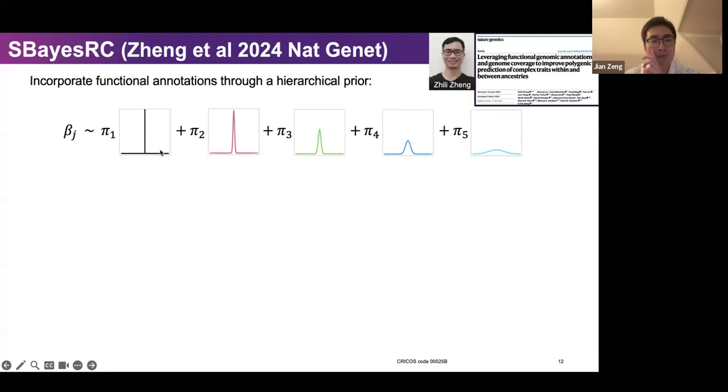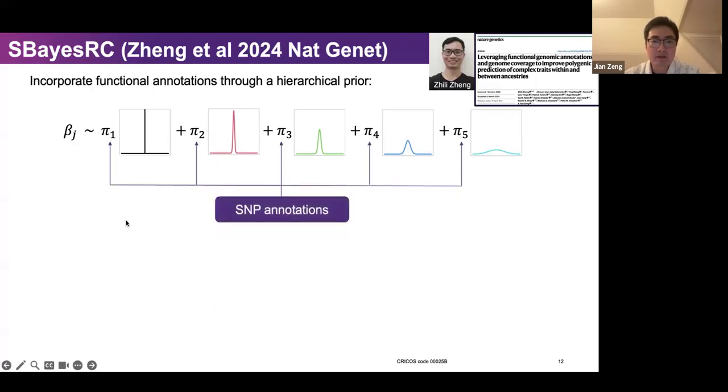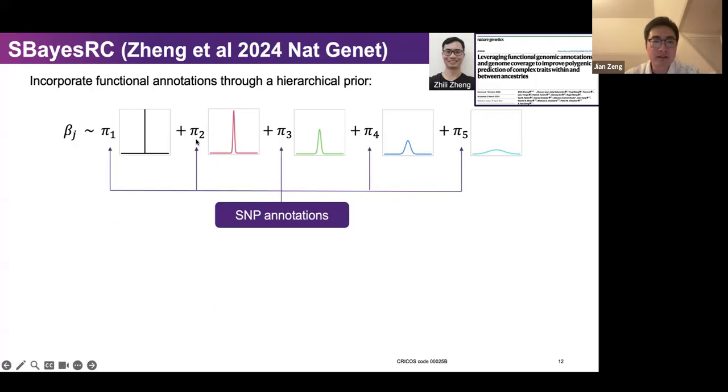We incorporate the functional annotations through this hierarchical prior. So this is the prior used in SBayesR, where each SNP has a mixture distribution, but all of them have the same mixture distribution regardless of where the SNP is. Now, we're trying to incorporate the SNP annotation into this mixing probability parameter by assuming that a function of this mixing probability is a linear combination of SNP annotations. We use this probit link because this probability is on the 0 to 1 scale, and the annotation effects cover the whole real line.